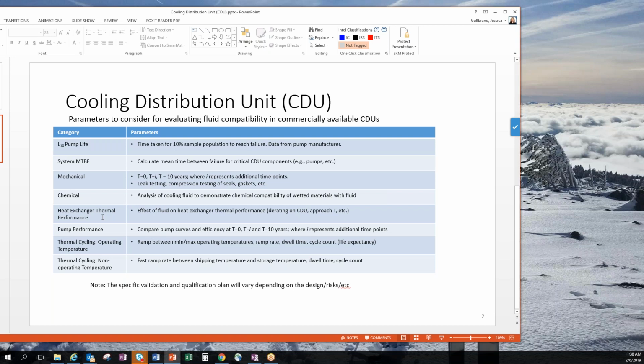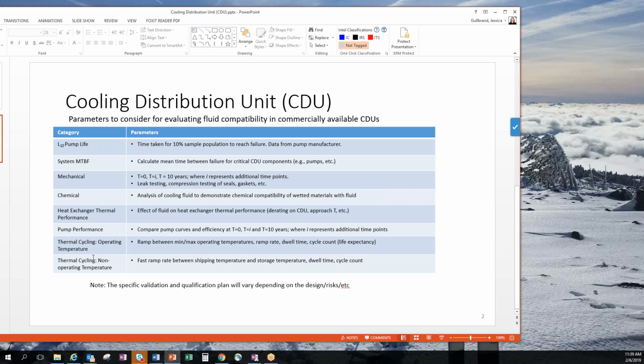Heat exchanger thermal performance: really understanding what the effect of the fluid on the heat exchanger thermal performance is, as you may be considering different fluids here, since we're, again, not trying to specify a specific fluid. Pump performance: be able to compare pump curves and efficiency. Does that change over time? Is that something that you need to know? So when you're setting up and designing your system, you're building in any degradation of the performance over time.